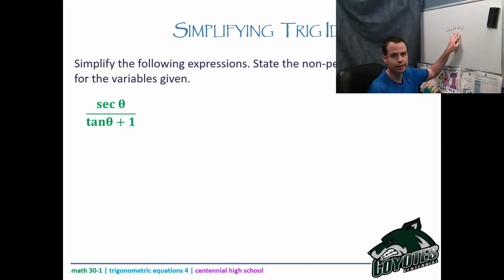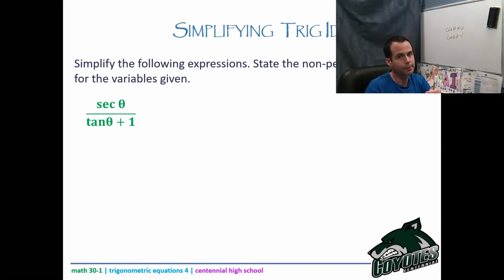Well, I've already stated that. But then overall on the bottom, I also see tan of theta plus 1, which means tan of theta can't be negative 1. So those are the two that I have to deal with. Those are the two that I have to solve to actually state what my restrictions are. This is not enough to state the restrictions. I have to say what theta can't be. I can't just say that cos of theta can't be 0. I have to say when that happens.